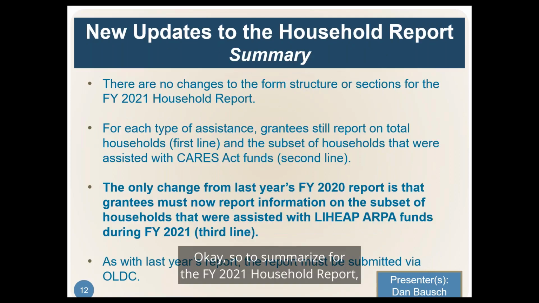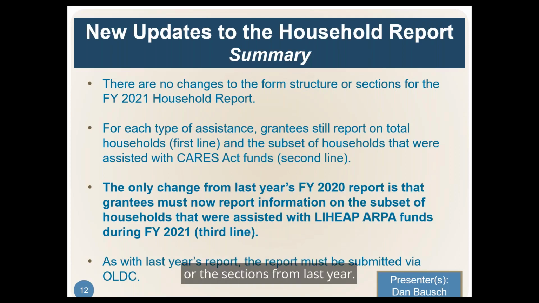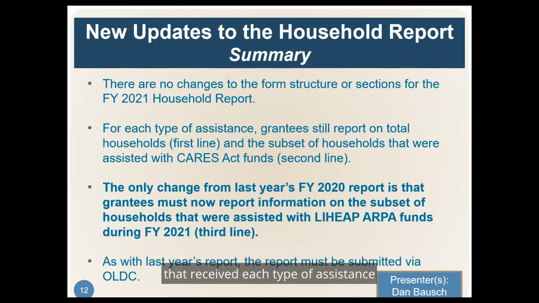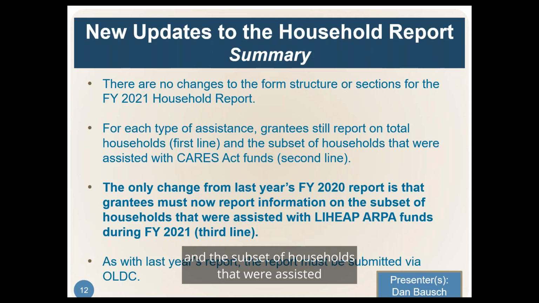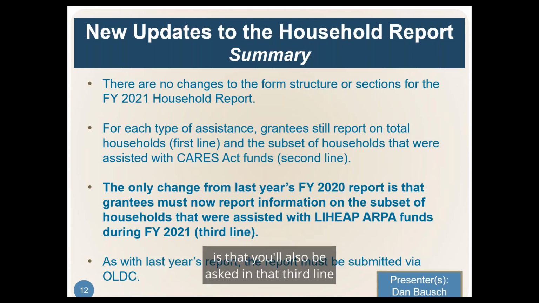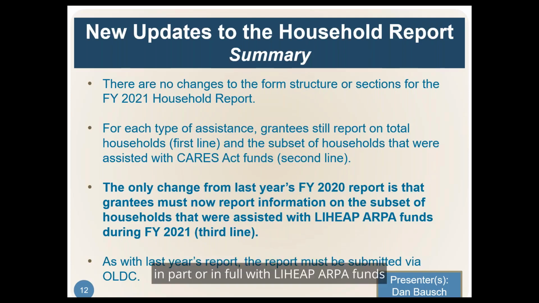Okay, so to summarize, for the FY 2021 household report, there are no changes to the overall form structure or the sections from last year. You'll still need to report on the total households that received each type of assistance and the subset of households that were assisted with some amount of CARES Act funds. The change from last year's FY20 report is that you'll also be asked in that third line to report on any households that were assisted in part or in full with LIHEAP ARPA funds when they received their benefit. And that's the third line.